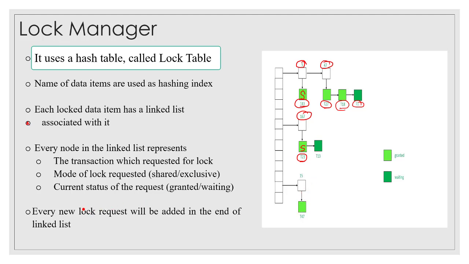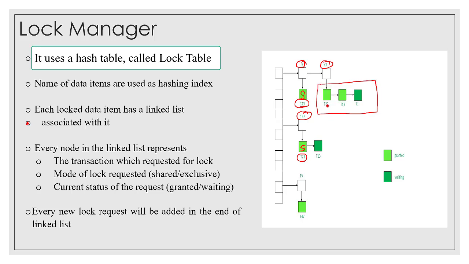It also tells you the current status of the request. It is granted or it is waiting, that will be given. So in this diagram, the lighter green color gives me granted and the darker green color gives me waiting. Every new lock request will be added at the end of the linked list. So here, this is the linked list. A new lock request will be added after this as a node.